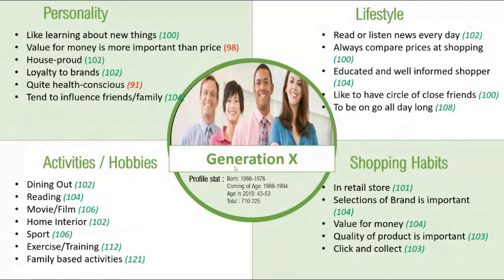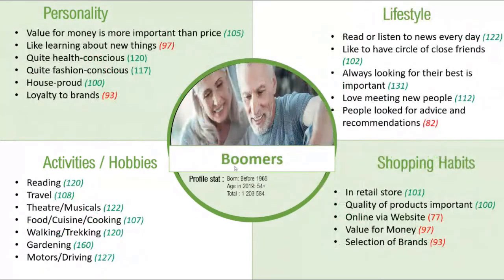So here we are, Generation Z, and just for completeness, we've included boomers. If I look at shopping habits, for example, you'll see a lot of areas where they under-index. If you look at lifestyles, you see areas where they over-index. Listening to the news every day, 122%, looking their best, 131. So again, some areas where they significantly over-index.